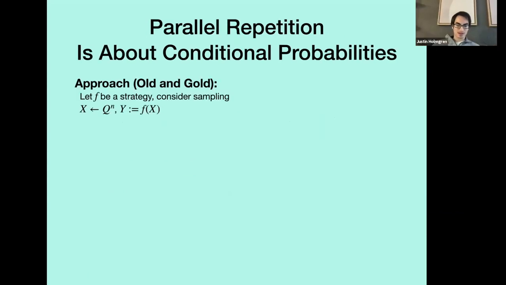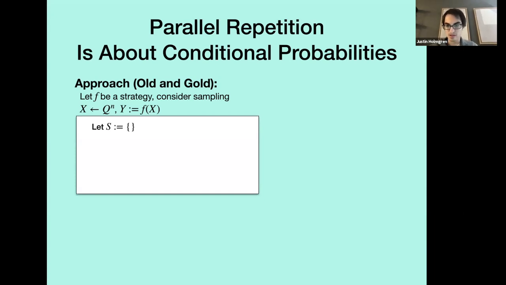So before I tell you about our techniques, I need to give a little bit of background about parallel repetition and what it is that we need to prove a parallel repetition bound. At the highest level, we follow an approach that has been used in all the prior works, and we also use it in this work, and we'll probably use it in future works. So say you have a strategy for the game, specifying what all the players are going to do. And you just consider running the game. So the referee is running the repeated game. The referee samples a bunch of questions and the players produce their answers, which are Y.